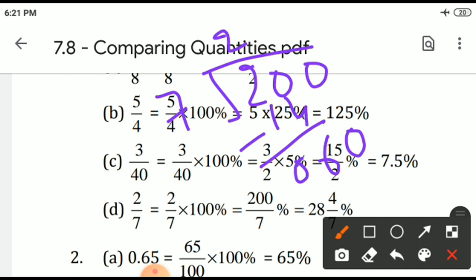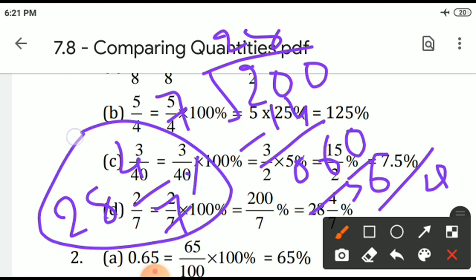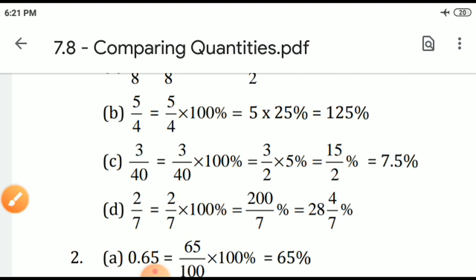So what will be the answer? 7 eights are 56. Now 56 is subtracted from 60, which will give you 4. Let it be there. We can write 28. That remainder is 4 and divisor is 7. That is our 28 and 4 upon 7 is the answer. Check it. Is it there or not? Yes, it is there. 28 4 upon 7. Very good.